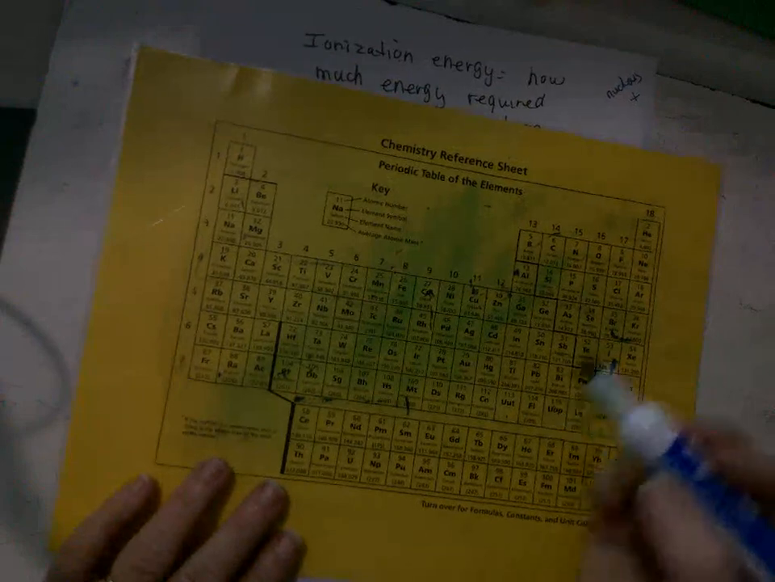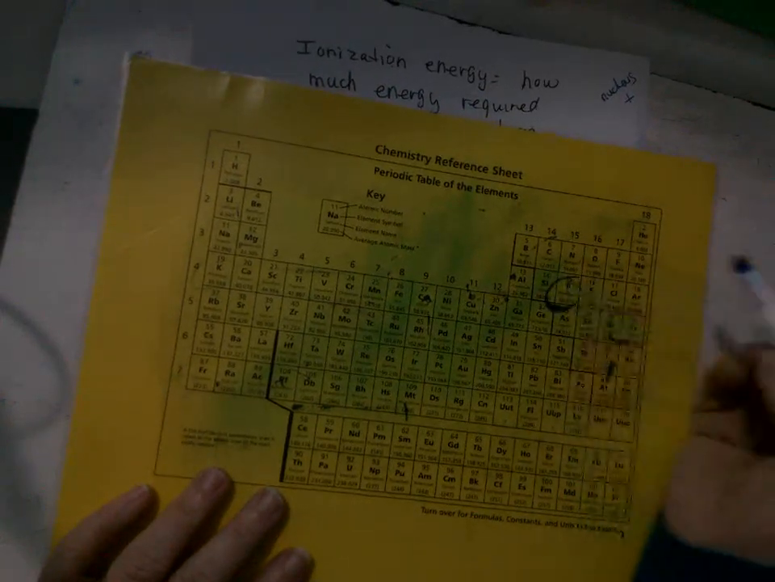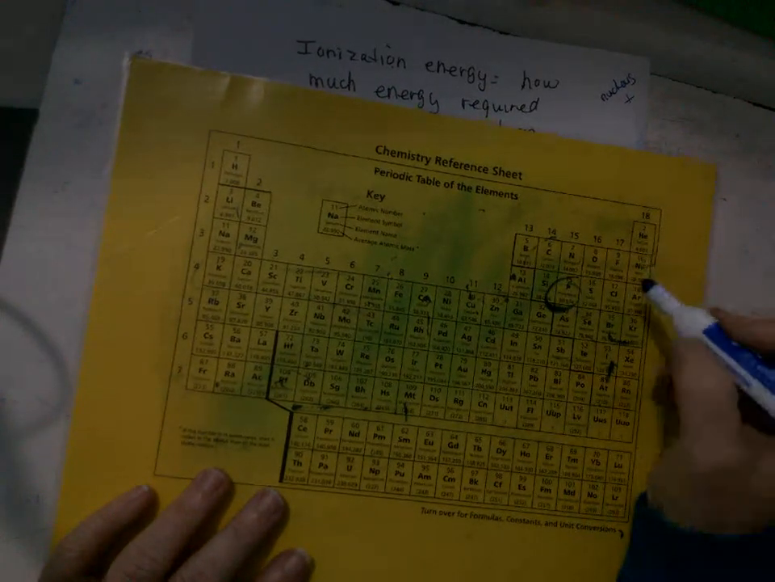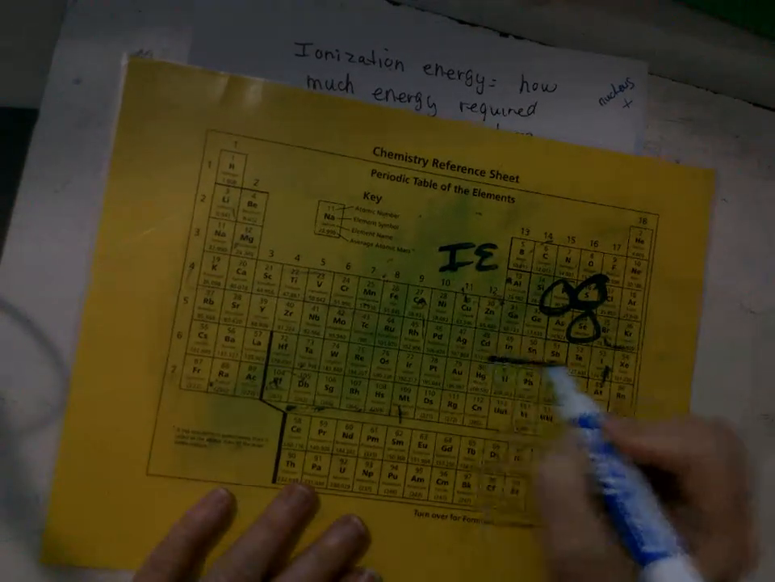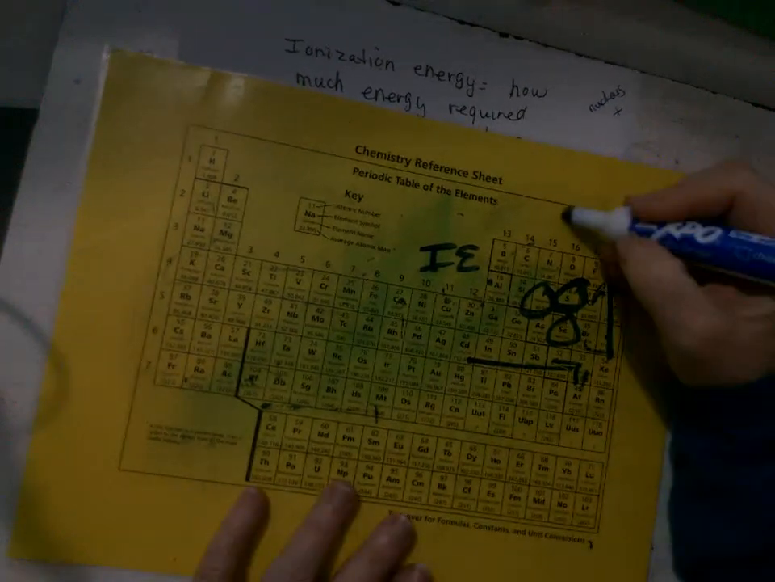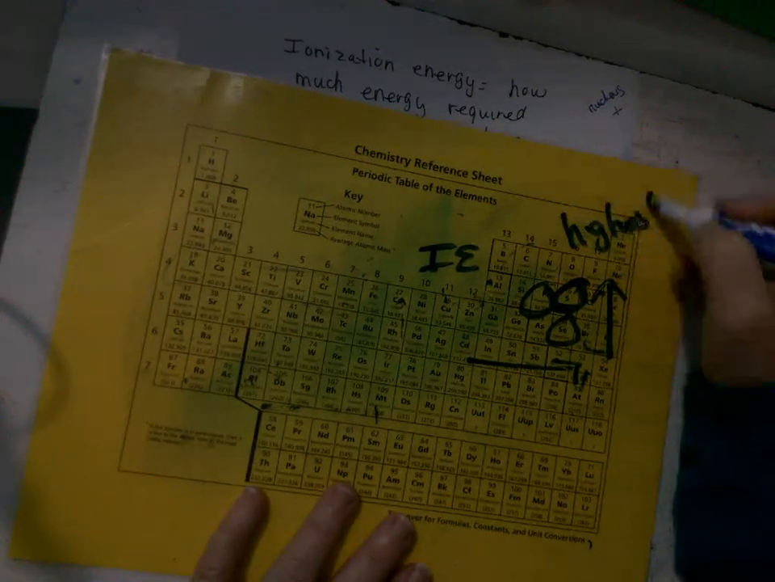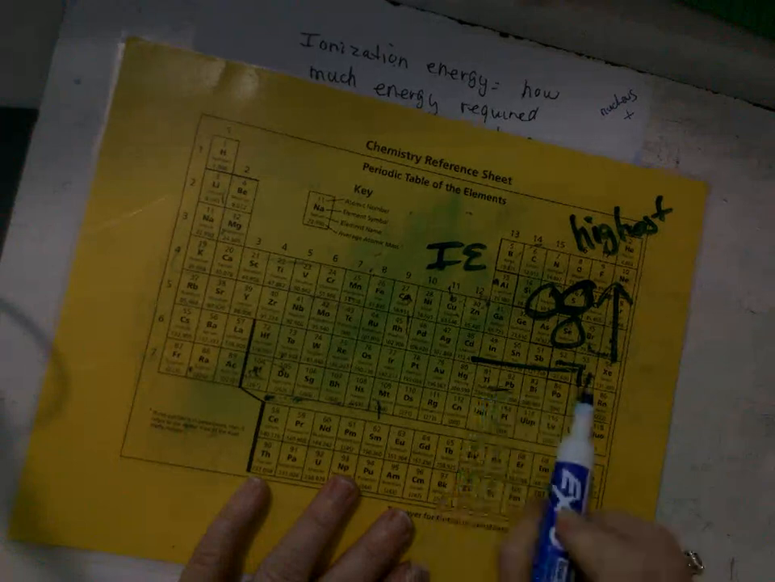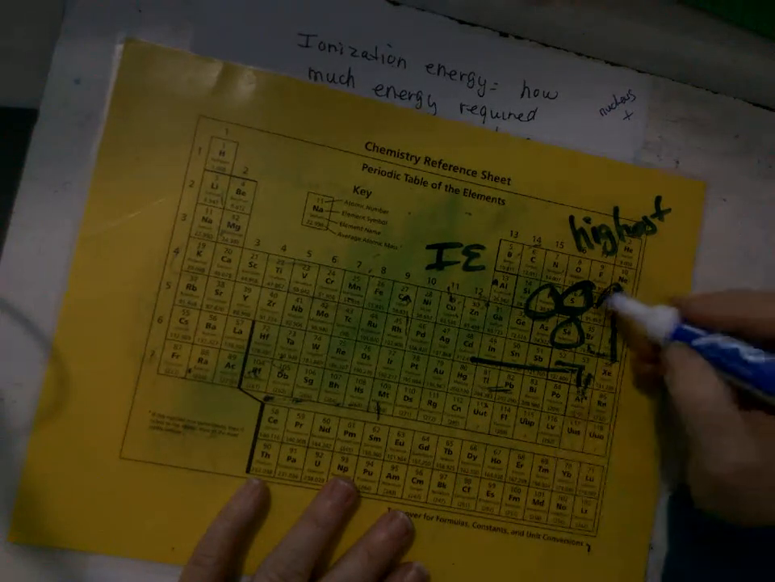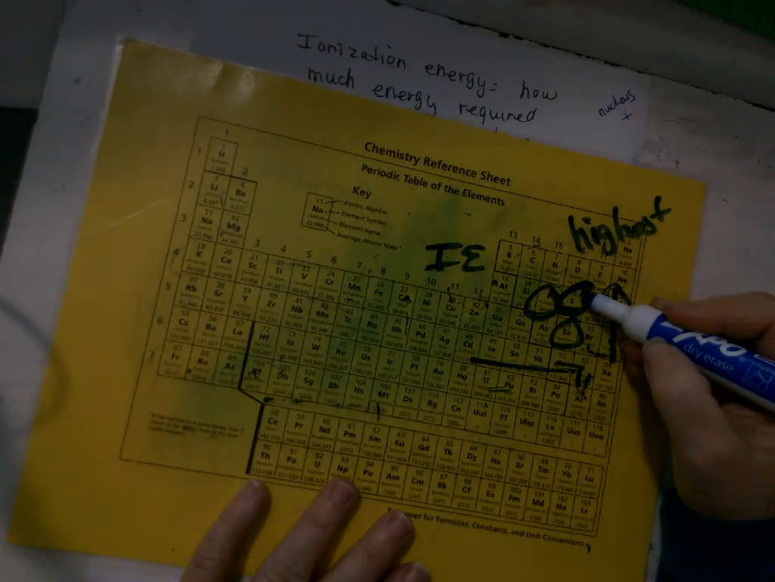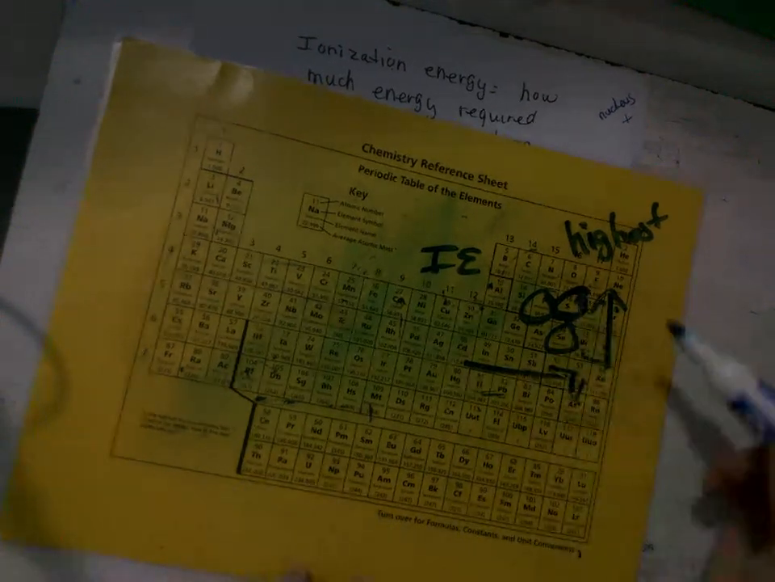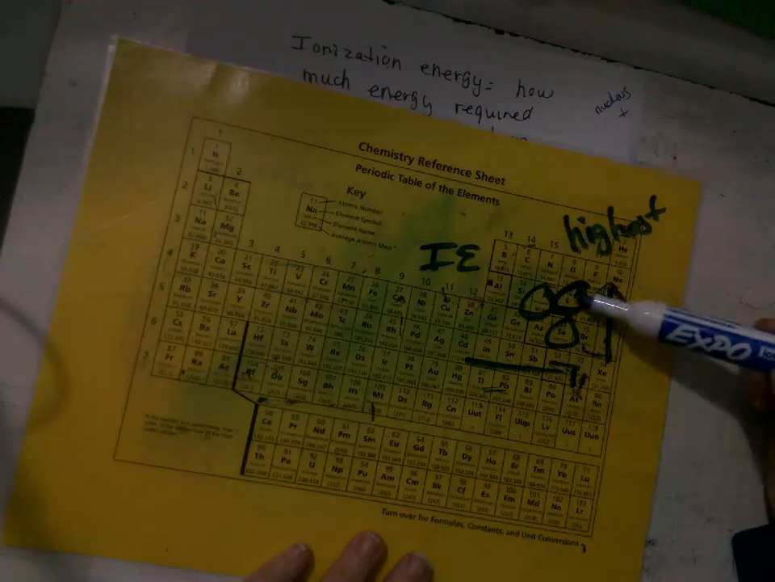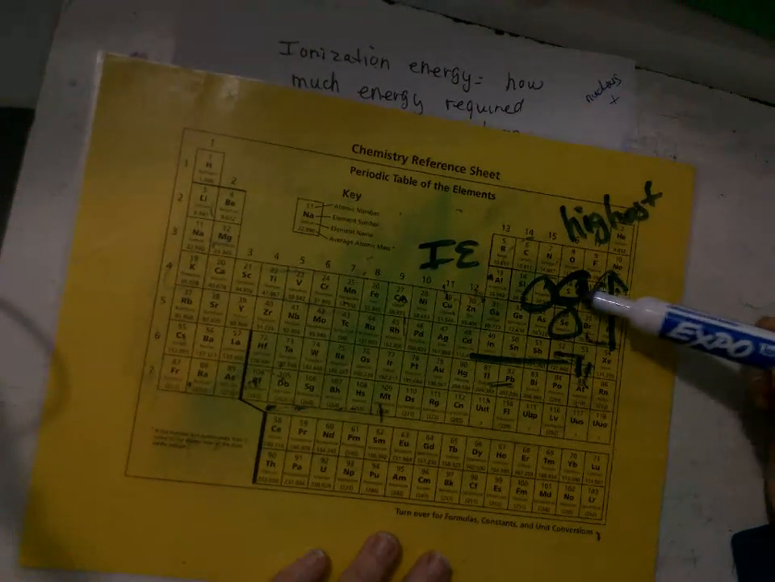Okay, so let's do another one. Let's do phosphorus, sulfur, and selenium. Now we are doing ionization energy, so again, I would draw the arrows. We are looking for who is the highest, who is the furthest this way and up. So my highest would be sulfur. Remember, follow the arrows. The furthest this way and up is my highest ionization energy. It would take more energy to remove an electron from sulfur than all the others.